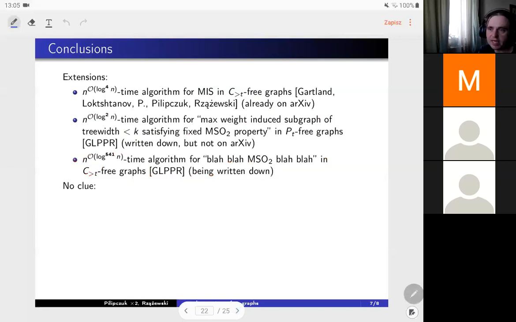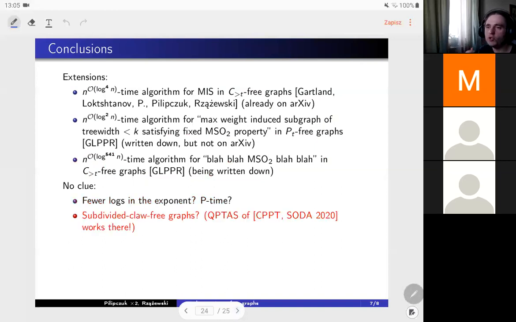Good. But these are the directions we know how to go, or think we know how to go. We have no clue how to get rid of any log there, and in particular go to polynomial time, but this log squared seems like, okay, we don't know how to improve it. The algorithm seems now pretty simple, and we don't really know how to improve it. And we don't know how to go for subdivided claw.